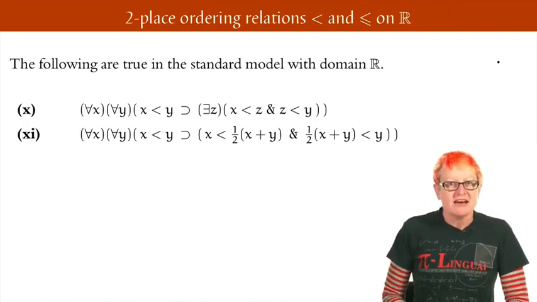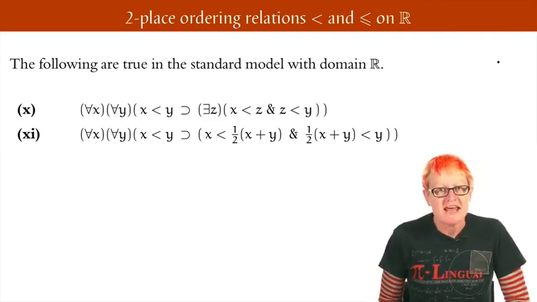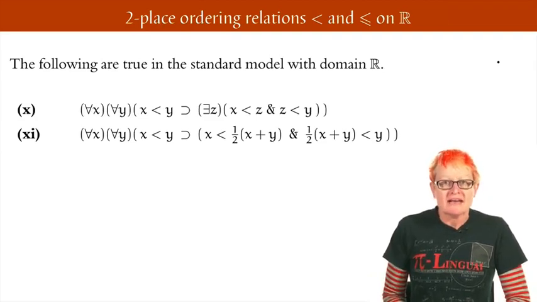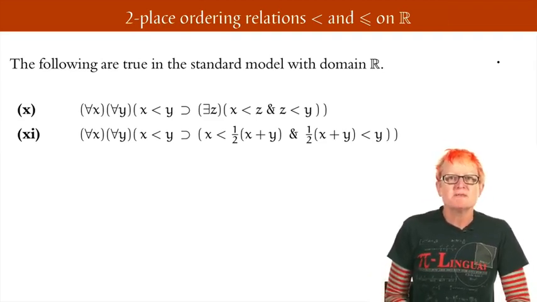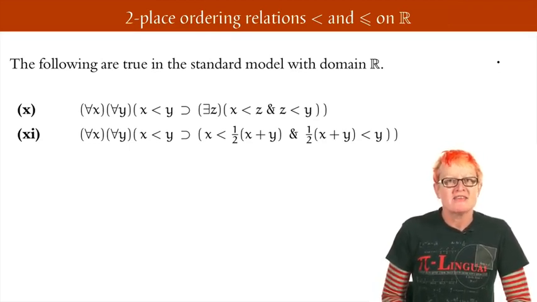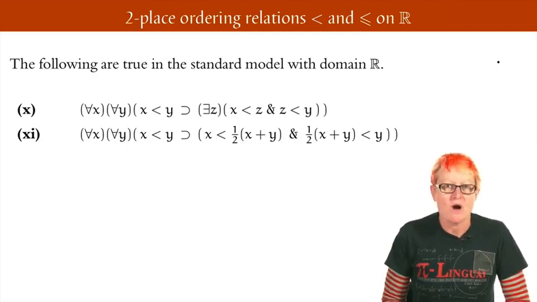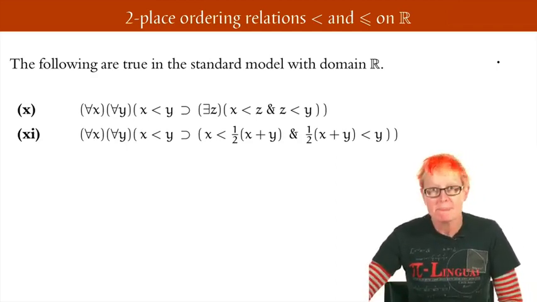The next formula, Roman 11, makes this denseness a little more concrete. For any x and y with x less than y, we can choose the midpoint, 1/2 (x plus y), as the existential witness z that lies between x and y in the ordering.